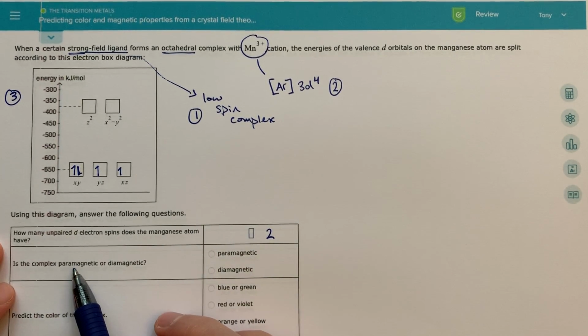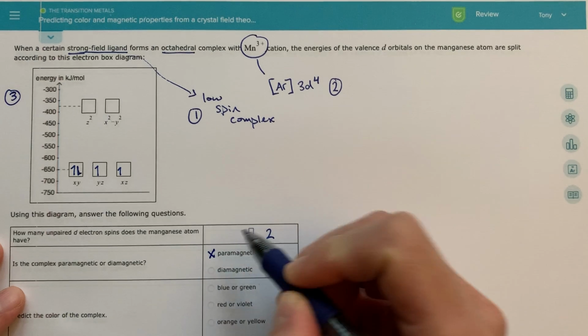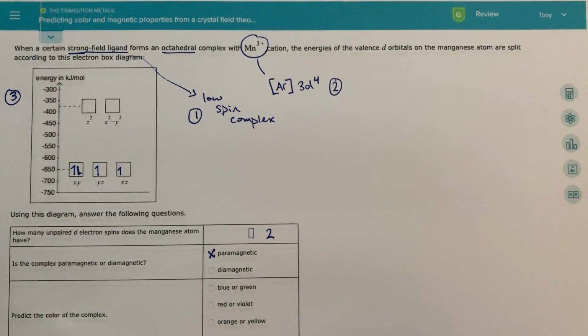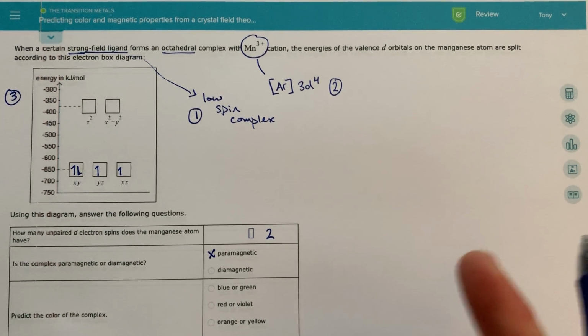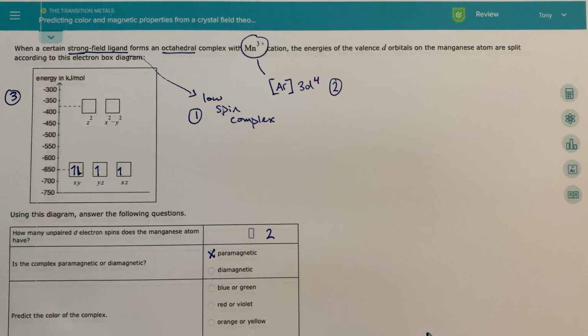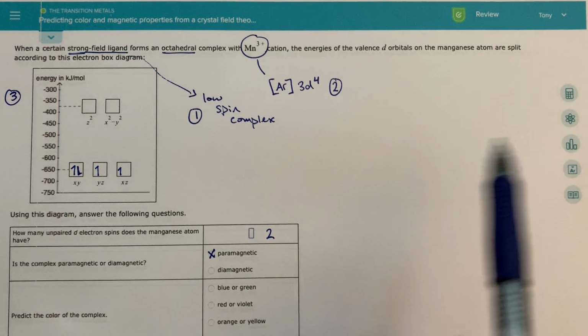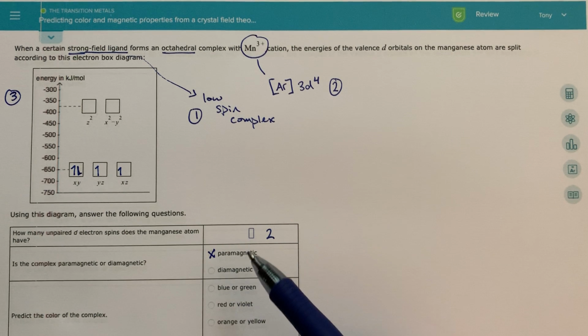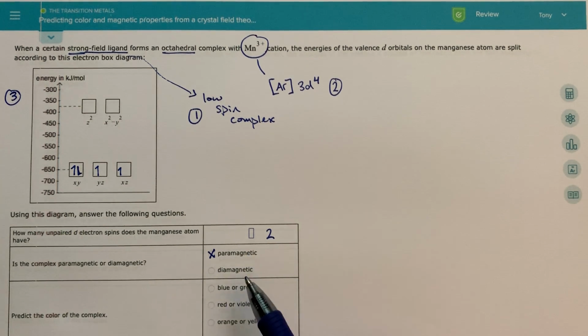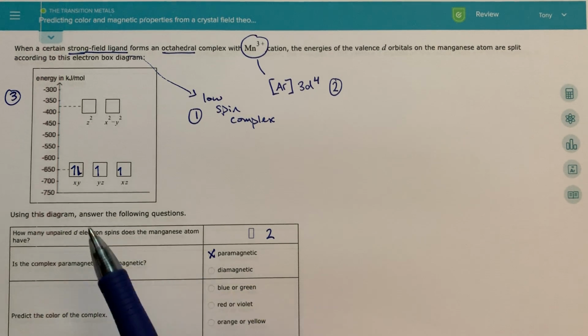Is the complex paramagnetic or diamagnetic? So the definition here: paramagnetic means that there are unpaired electrons. Different people have different ways to remember paramagnetic versus diamagnetic. The way that I always remembered it is that di means 2, and 2 means that they're all paired. I know it's a little bit confusing because you might think, well, para means paired, but whatever you need to do to remember that paramagnetic means unpaired electrons, and diamagnetic means that all the electrons would be paired in a diamagnetic complex.